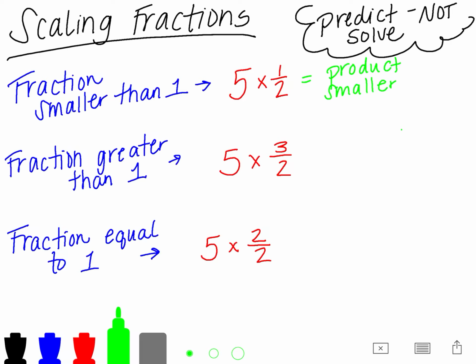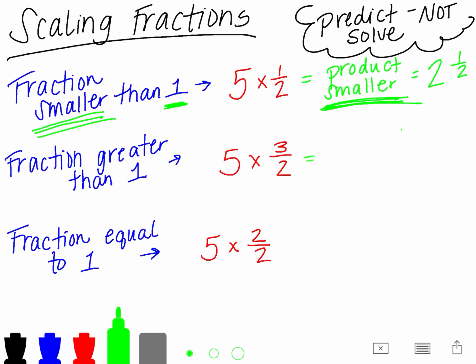When you actually work it out, if you take 5 times 1/2, you're cutting 5 in half. Okay, so your answer, if you actually do work it out, you get 2.5. But your product is going to be smaller. So a fraction smaller than 1, your product will be smaller.